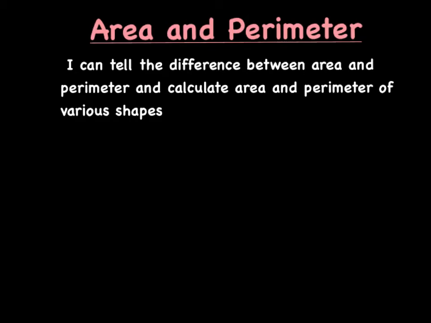Good morning, mathematicians. Today we're going to be looking at a couple of different learning targets. We're going to be learning about area and perimeter. By the end of the lesson today, you should be able to tell the difference between area and perimeter and calculate area and perimeter of various shapes. Let's get started by watching a short video to help us learn the difference between the two.